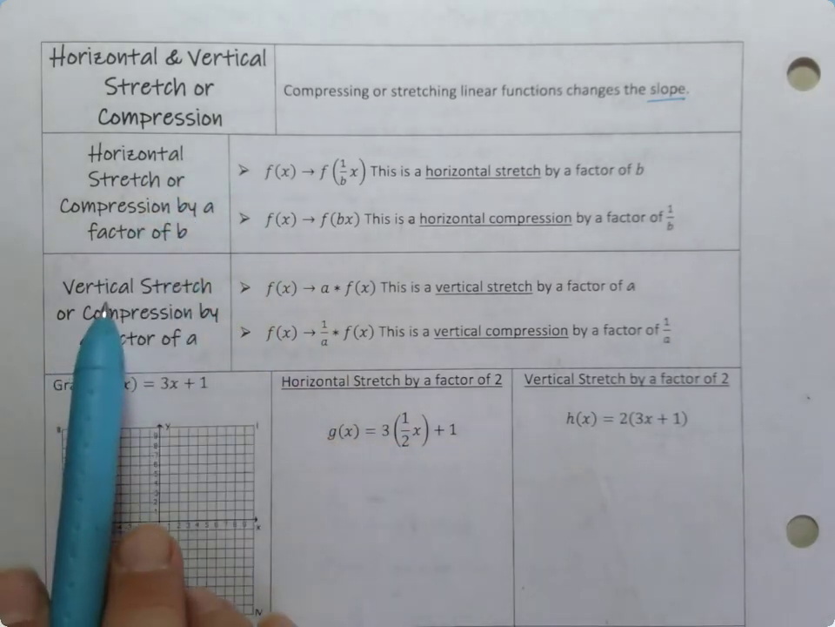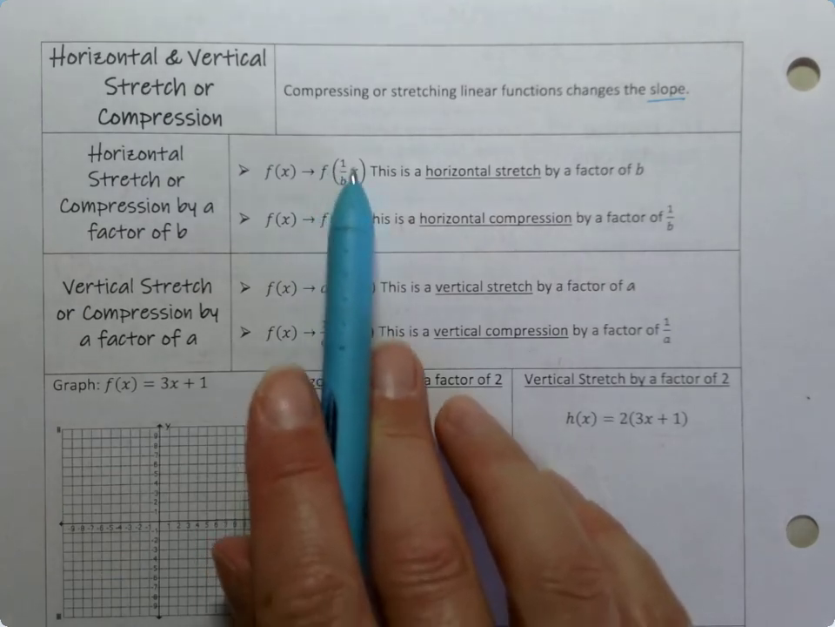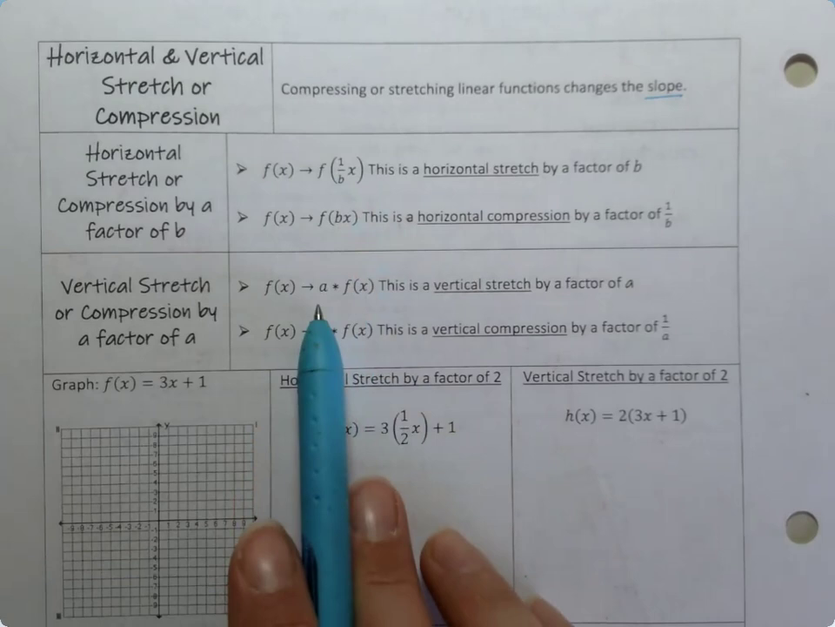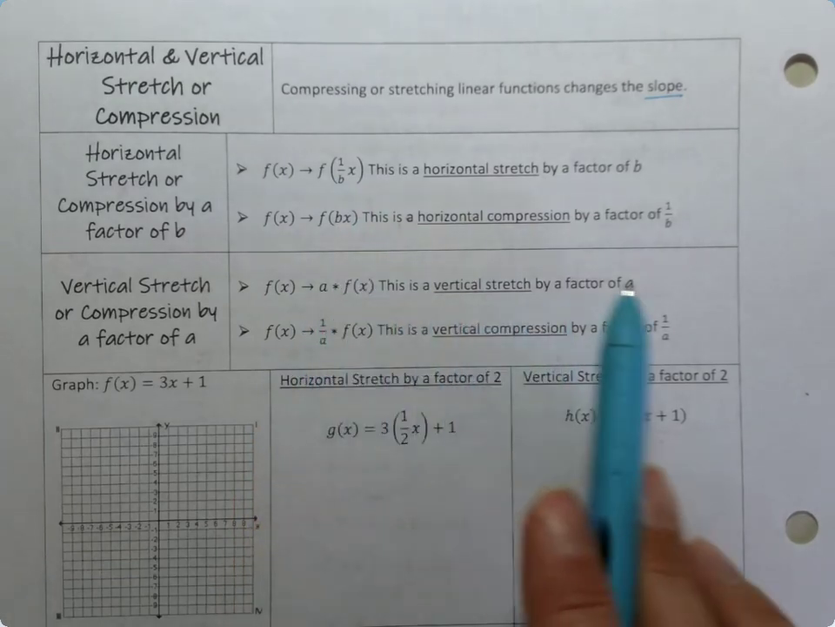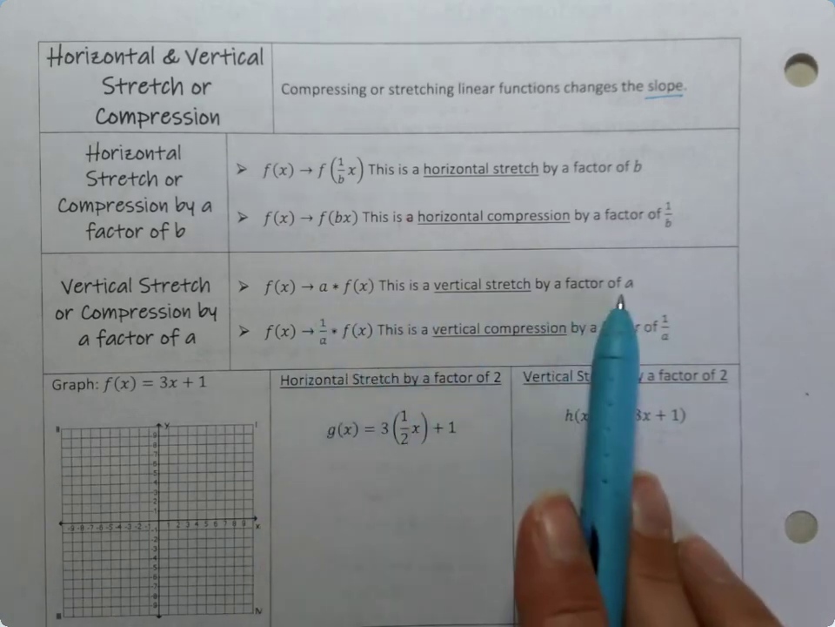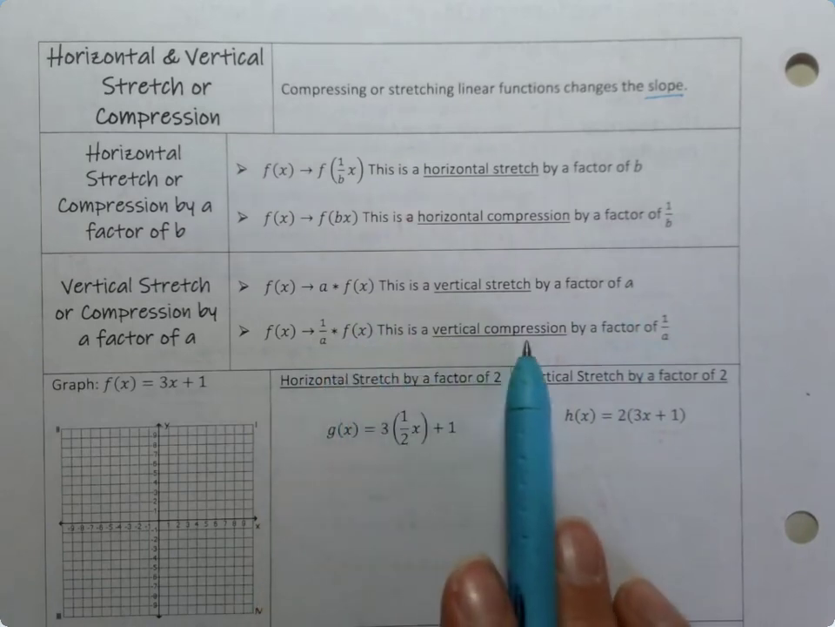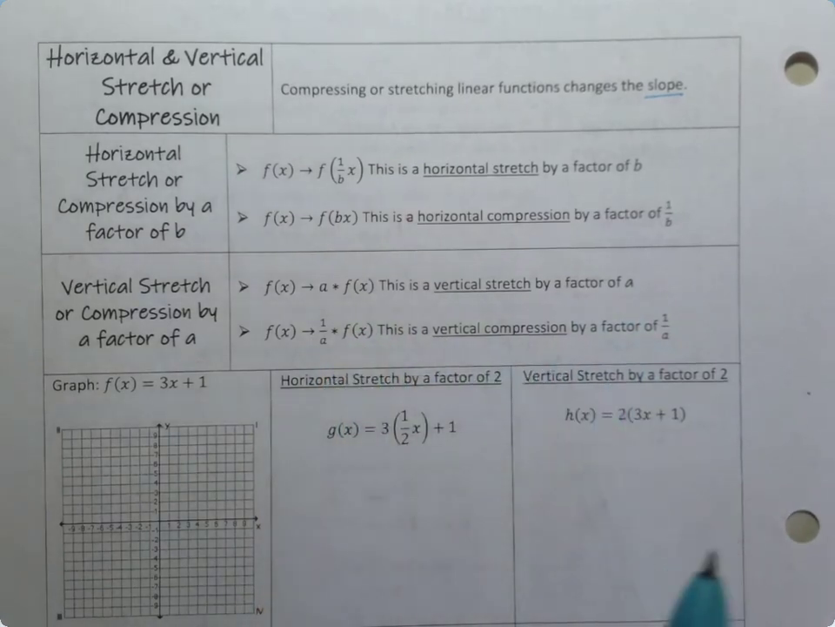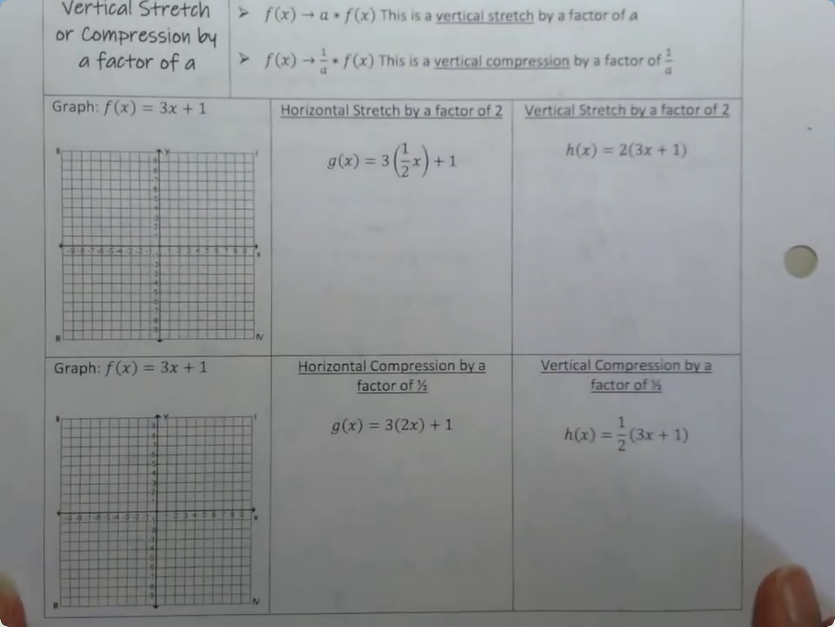Now, if you're talking about vertical, do you notice the value's outside? So this is not directly affecting the x value; this is take a times the whole function. It's going to give you a vertical stretch of a. So this one follows exactly as it is, and this one is 1 over a times the whole function, and it's going to give you that vertical compression. Now, if I stretch something vertically, it's going to look taller, isn't it? So steeper. And if I vertically smash that Play-Doh, it's going to look wider, so it's going to be less steep.